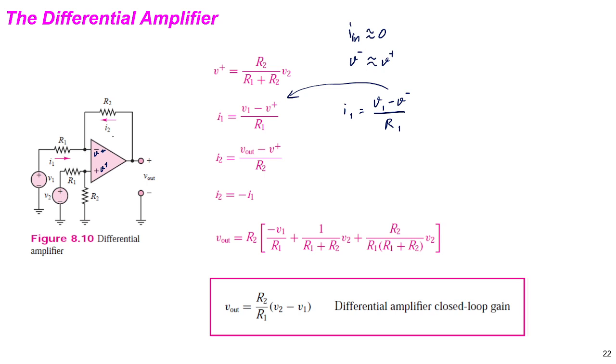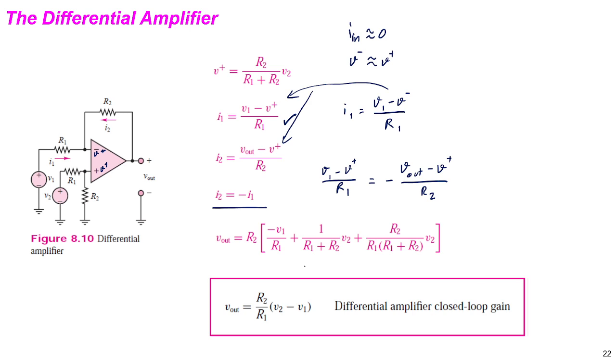And I2 here. I2 is V out minus V negative, and V negative and V positive are the same, divided by R2. And this I1 and I2 are equal, with opposite direction. Then we can get (V1 minus V positive) divided by R1 equal to minus (V out minus V positive) divided by R2.